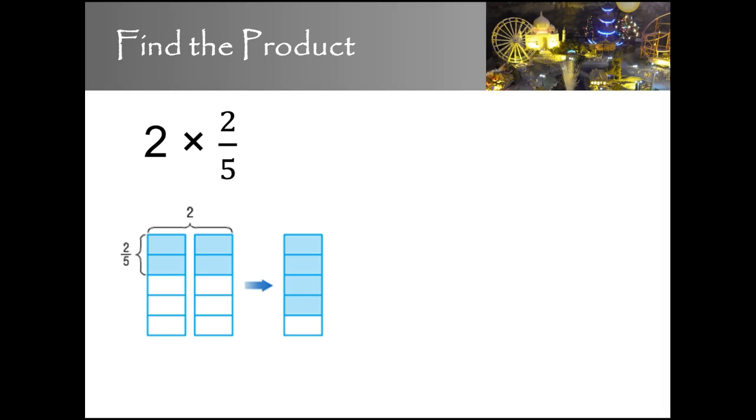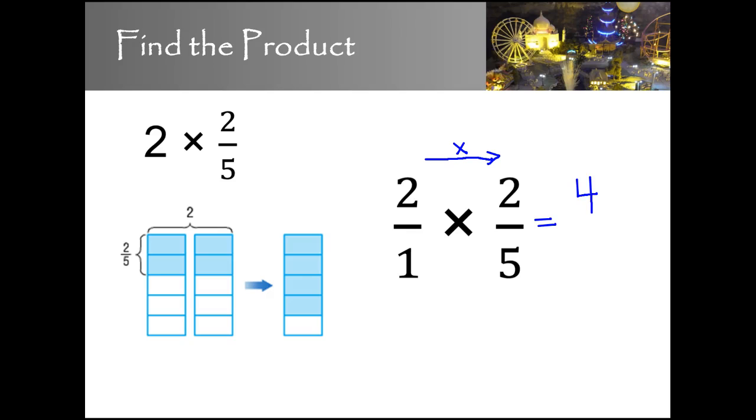The multiplication by itself looks like this. We will put 2 over 1 and then multiply it by 2/5. To multiply, we multiply straight across. The numerator times the numerator would be 2 times 2. 2 times 2 equals 4. Then we multiply the denominator straight across. 1 times 5 equals 5. So our answer is 4/5. You can see that our answer matches the model.